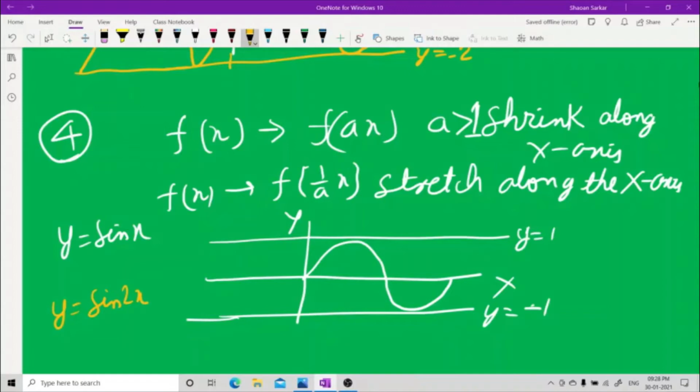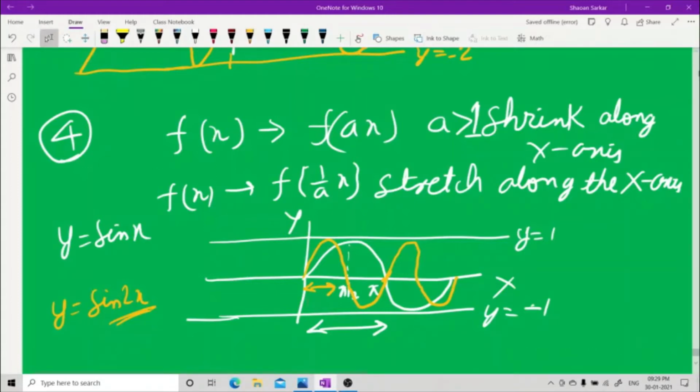Now suppose I take y equal to sin 2x. So this point is basically 0. This is pi. This is your pi by 2. Now when you write 2 inside, this will shrink. So this will now be like this. It will come here. It will shrink like this. Earlier this was the total width of this. Now the width has become this. This has shrunk.